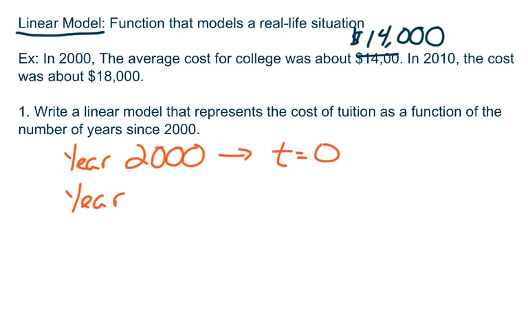Then it also talks about the year 2010. So 2010 is how many years since 2000? Well, that's 10 years. So the year 2000 is time equals 0. The year 2010 is time equals 10. Okay, so what else does that tell us?